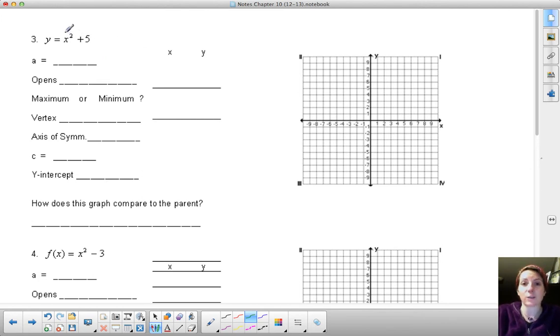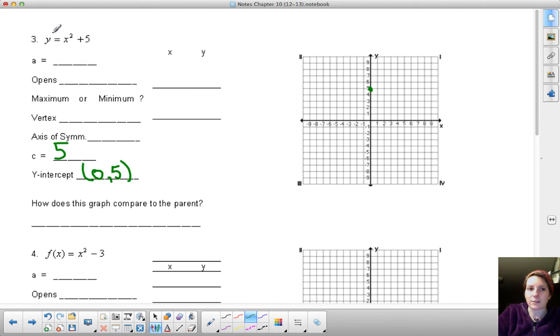So the observation that I want you to really make today is that the only thing that's different is that now I have a plus 5, or I have a C value. So let's fill that in first. That C value of 5 means that my y-intercept is now at (0, 5). So we can put that point in right away, (0, 5).